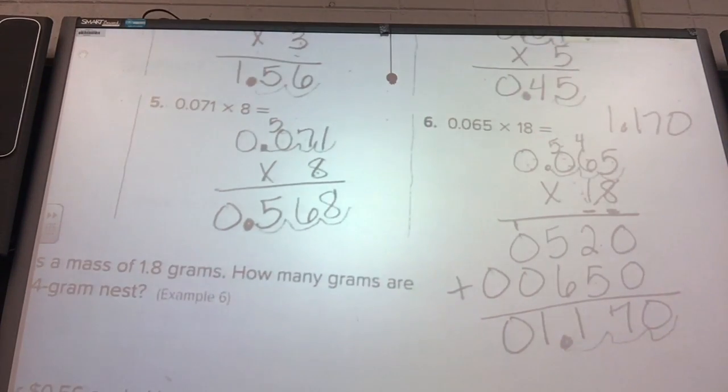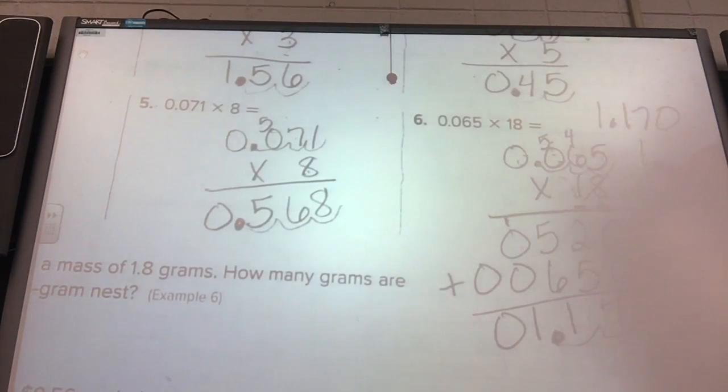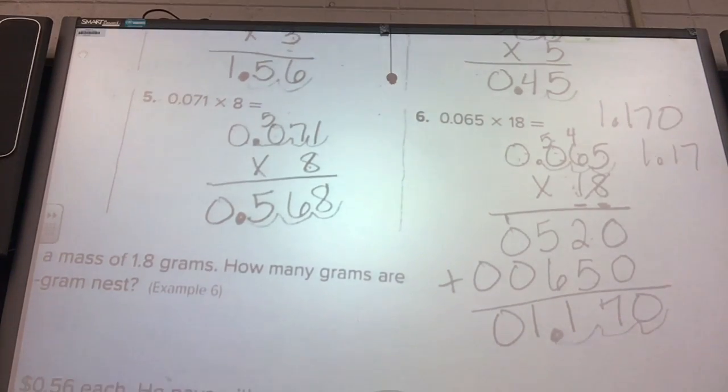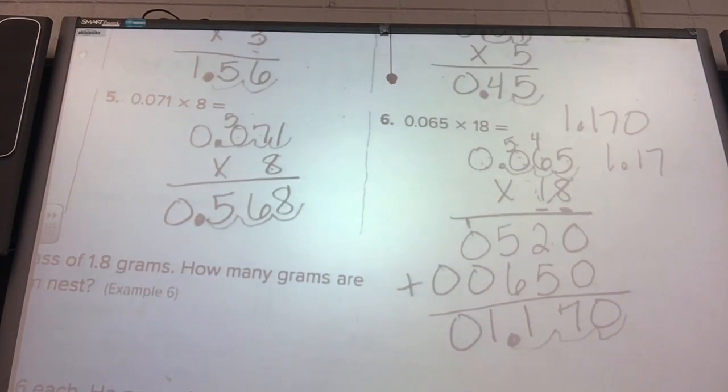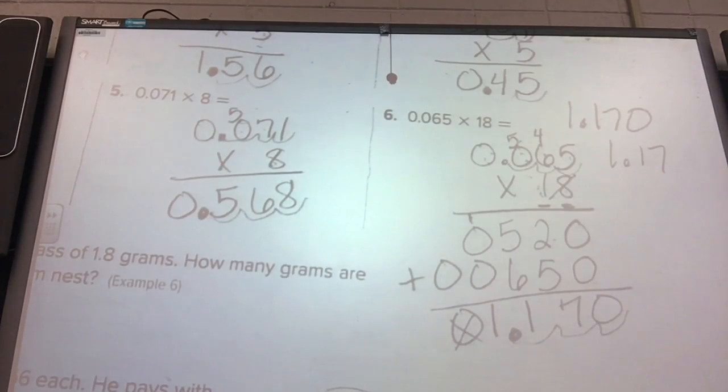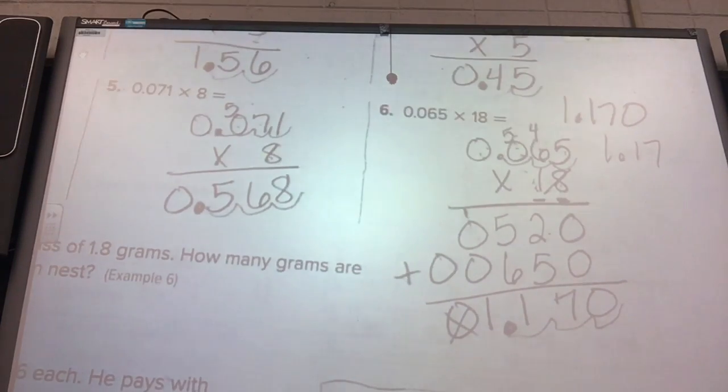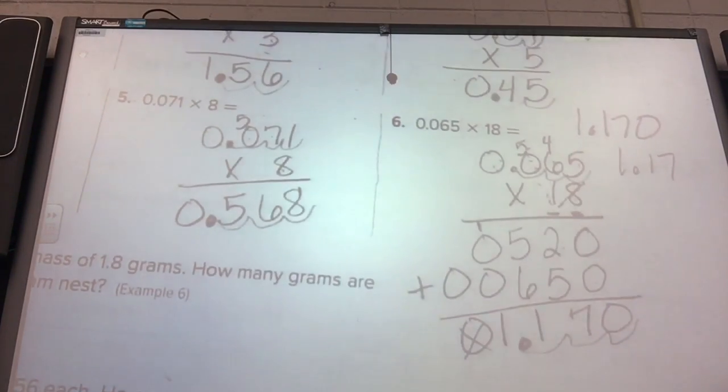1.170 or even 1.17 is the right answer. You don't have to put this 0 on because it means nothing. If a 0 is in the front or a 0 is in the very back with these decimals, it really doesn't mean a whole lot. It's just technically like a place value. Okay? So your answer, if you put that 0 there, it doesn't make it wrong.